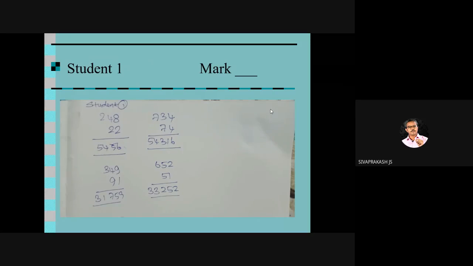This is the student 1 answer sheet. Simple. He has written student 1. This is the department number. His number is 1. So he has written the answer sheet. How much will you give for each question? And altogether, how much will you give in total?